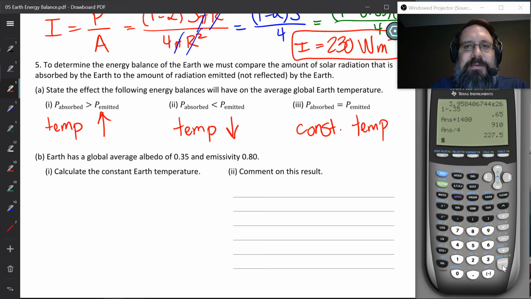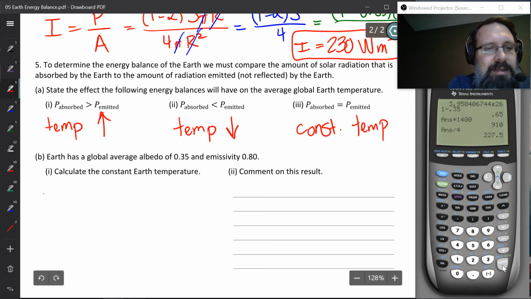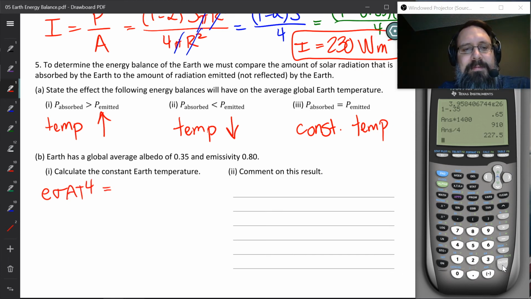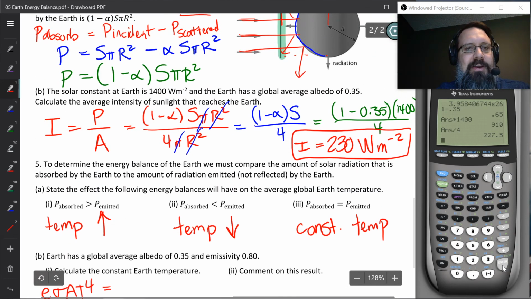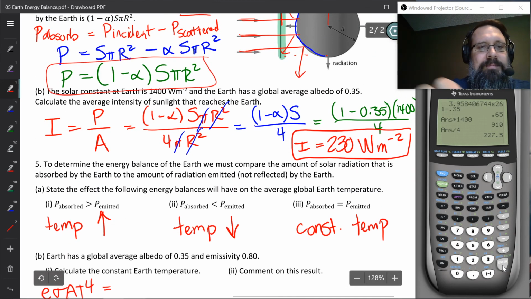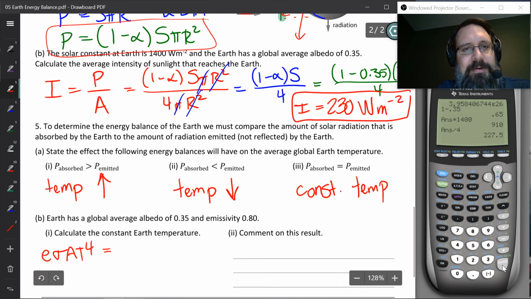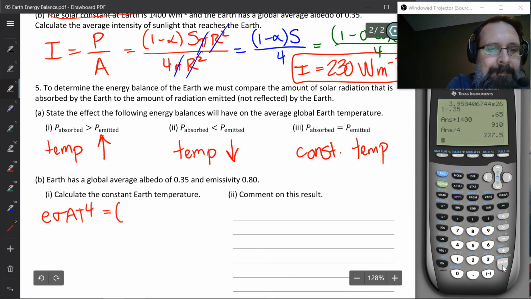What we're going to do is take the Stefan-Boltzmann power, which was E sigma A T to the 4th power. That's the power emitted by the Earth, based on the Earth's temperature. And we're going to say that that's equal to the absorbed energy that we calculated up here: 1 minus albedo times S pi r squared.